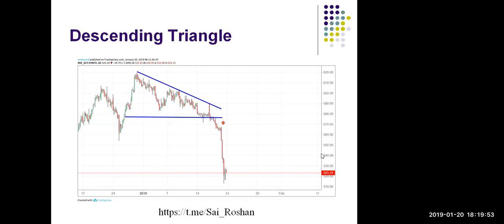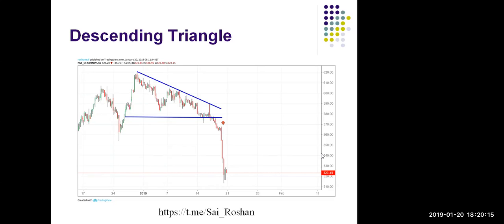You can see that it is coming down, coming down, coming down. The highs are becoming lower and the lows are becoming lower. Eventually, when it breaks this support level, you can see the result for yourself. Almost from 575, I guess it has broken, and my God, till 523, it has given you 50 points, I guess. Not a simple thing.